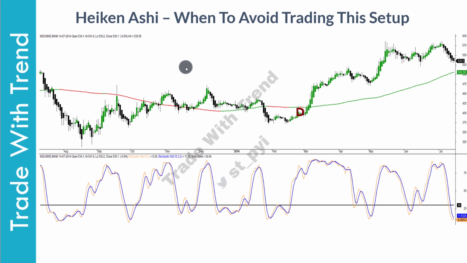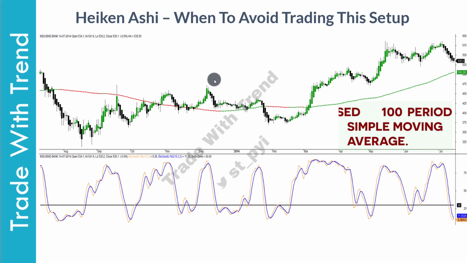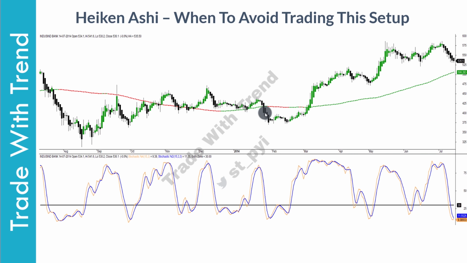So let us now look into instances when you have to avoid trading this strategy. In the previous slides, I mentioned that when pullback is on back of high momentum candles, then avoid taking long trades based on this strategy. One more instance where you should avoid taking trades is when price is clearly below the 100-day moving average.